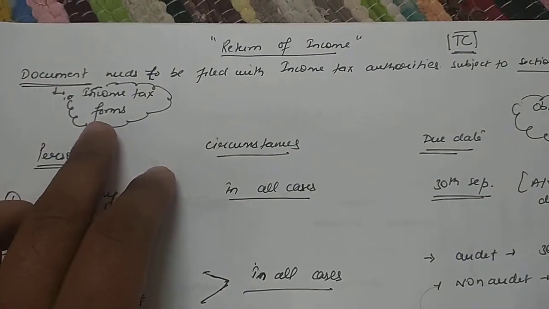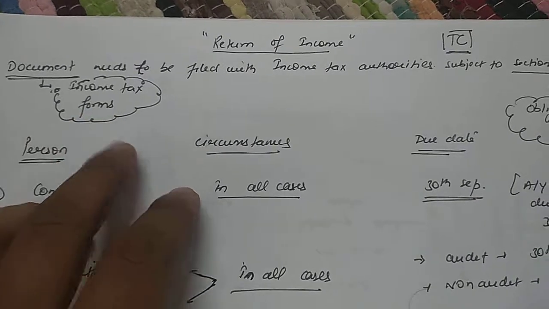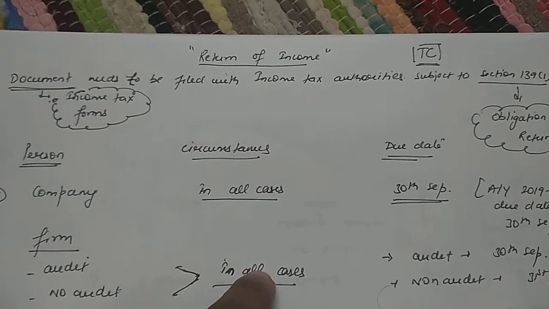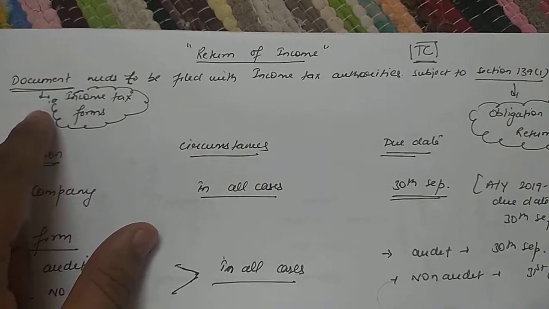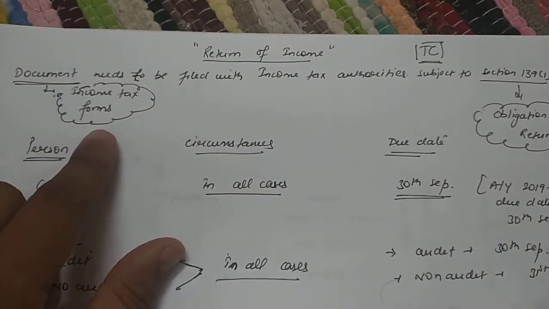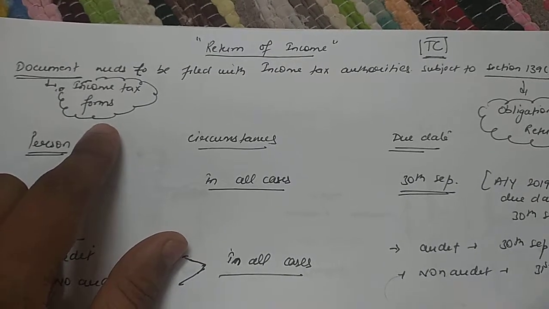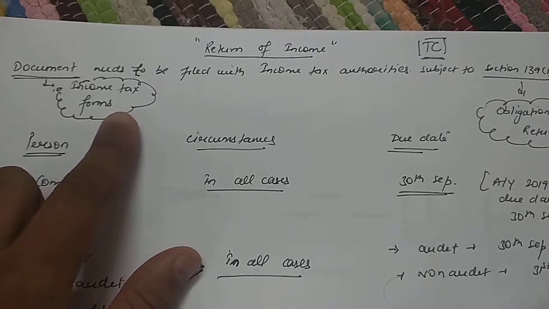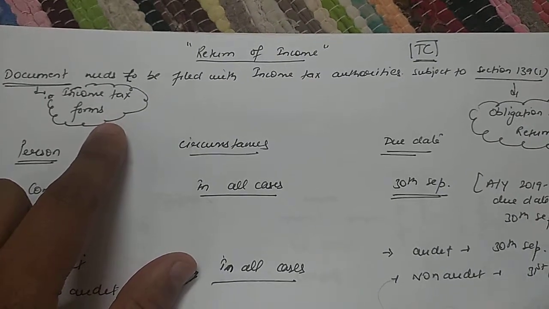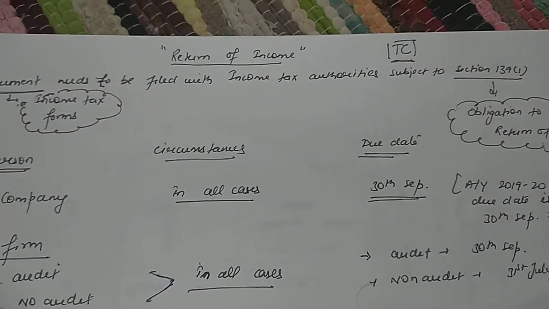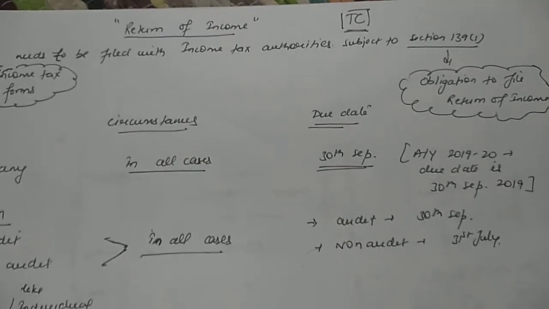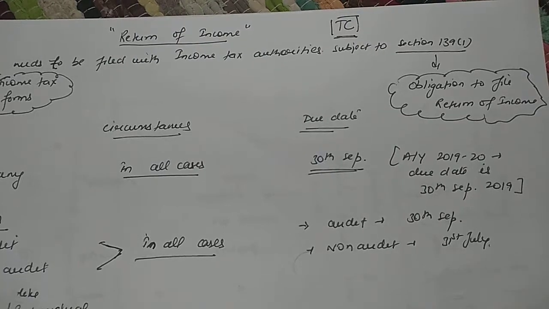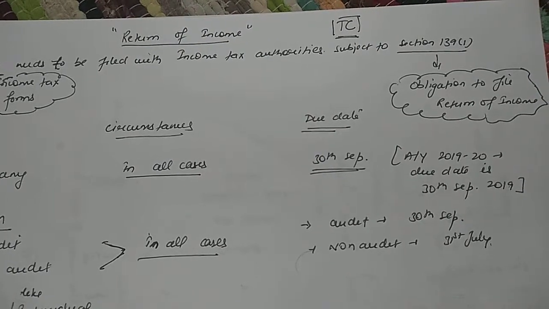Return of income is a document which needs to be filed by every taxpayer with the income tax authorities, subject to section 139(1). By document, I mean the income tax form, which has the specific information that needs to be filled in by every taxpayer and submitted to the income tax authorities, but subject to section 139(1). Section 139(1) talks about the obligations to file the return of income.